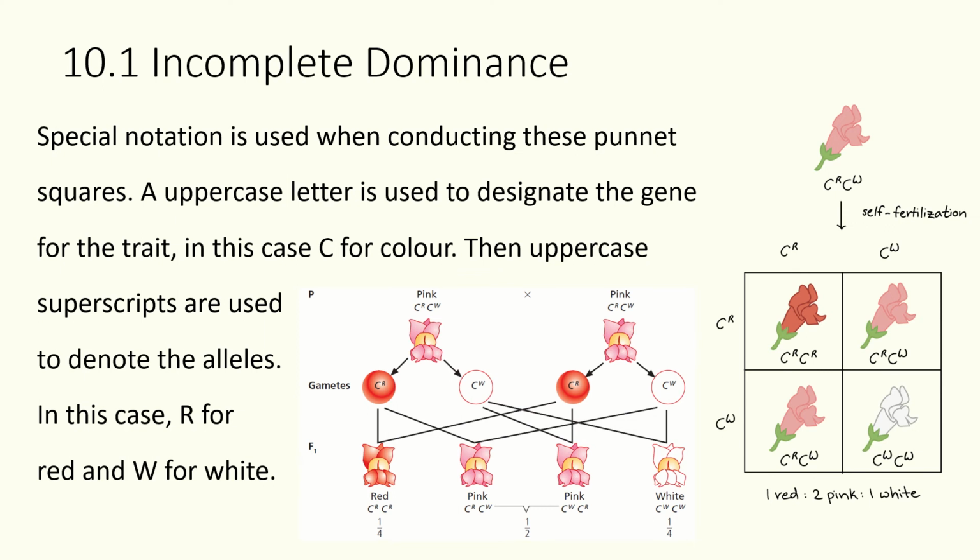In this case, we will often represent it slightly differently. Instead of just using the capital letters on their own as we've seen before, we'll use an uppercase letter for the trait. Because we're looking at color, it's capital C, and then we use uppercase superscripts to show the alleles, so uppercase R for red and W for white. So incomplete dominance creates a third phenotype based on blending of our two traits.